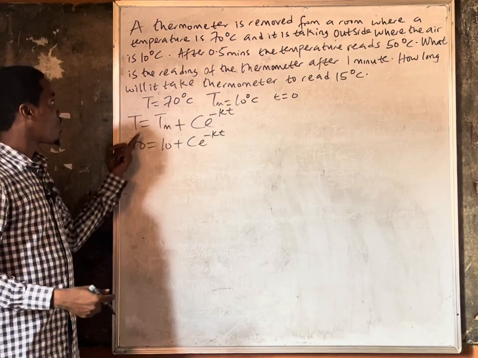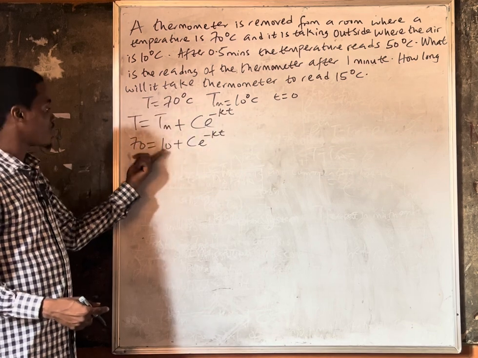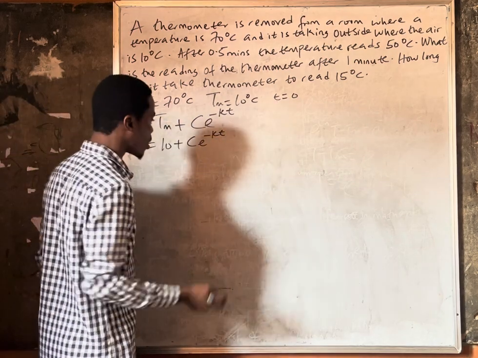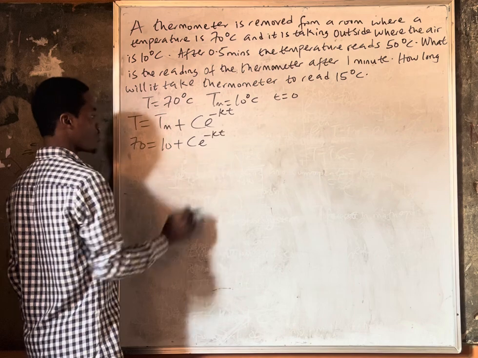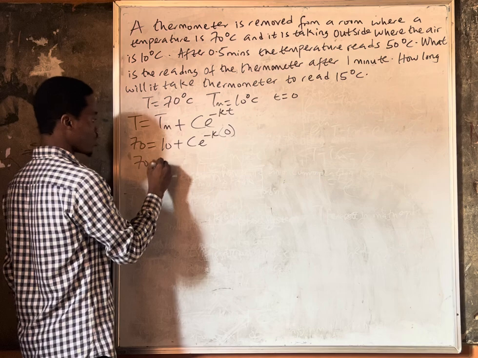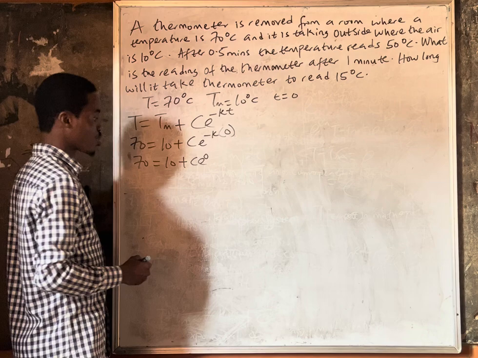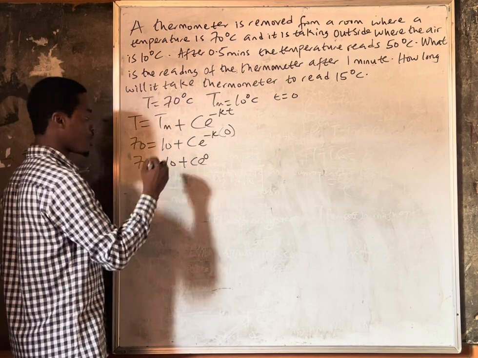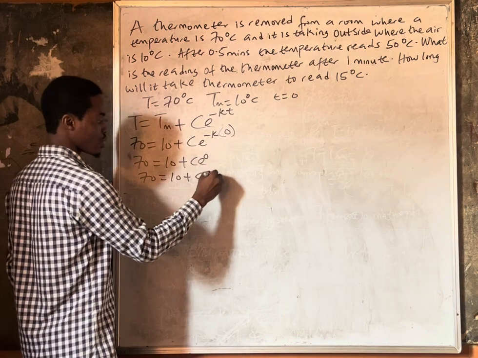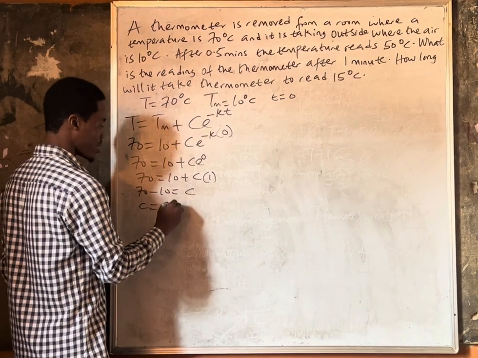When the body is taken outside at 70 degrees Celsius and the outside air is 10 degrees Celsius, we are not given the time. So we make our T initial, which is 0. So we now have 70 is equal to 10 plus C exponential minus K times 0, which is exponential raised to power 0. Anything raised to power 0 is 1. So 70 is equal to 10 plus C times 1, so 70 minus 10 is equal to C. Our C is 60.